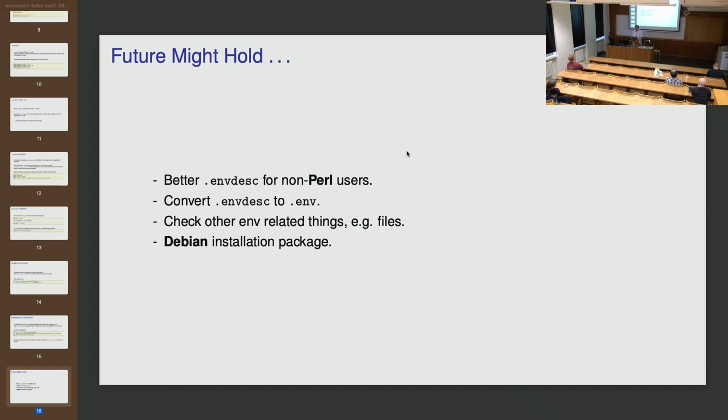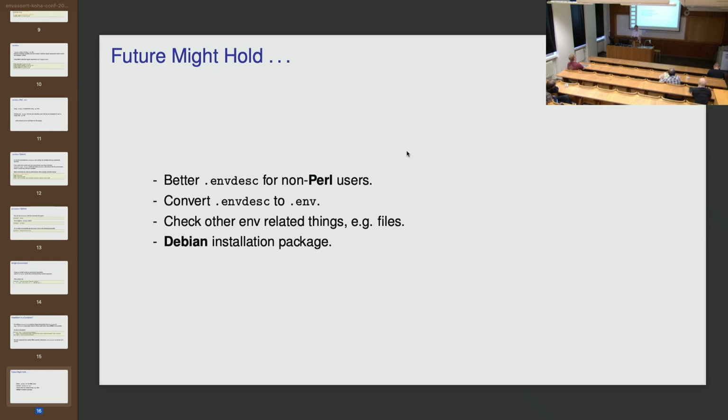I have described Assert as it is now, but the future might hold some improvements. Some ideas which have been floated around are to improve the .env description file for, let's say, non-Perl users, for those who find regular expressions daunting. There could be a set of predefined expressions instead.